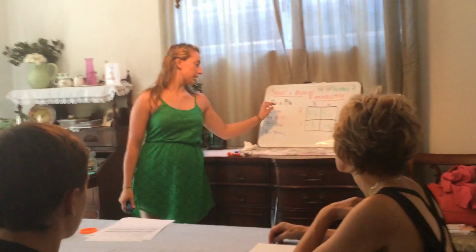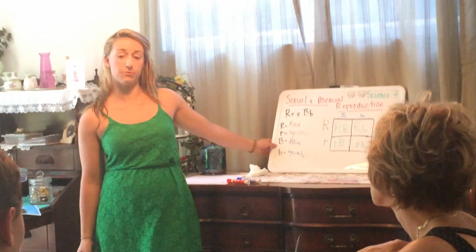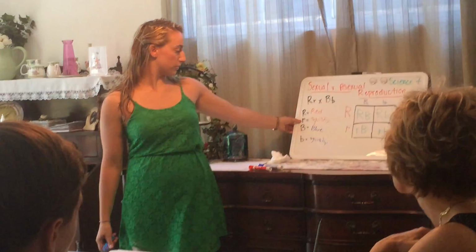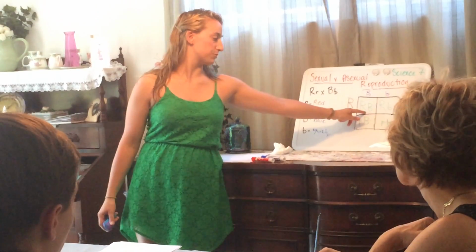Good, right. So Dad is saying that even though we have our capital R and our capital B, which we see is red and blue, he said we might see red and blue, we do not see our lowercase r or our lowercase b, which will be our squishy factor.